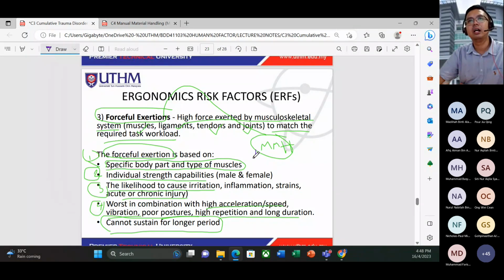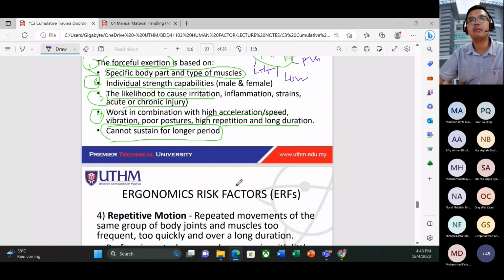Activities include lifting, lowering, pushing, pulling, and carrying heavy loads. So this is called forceful exertion.